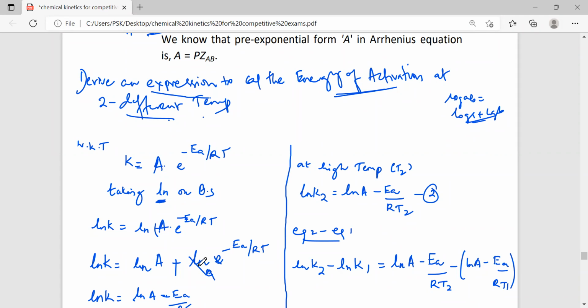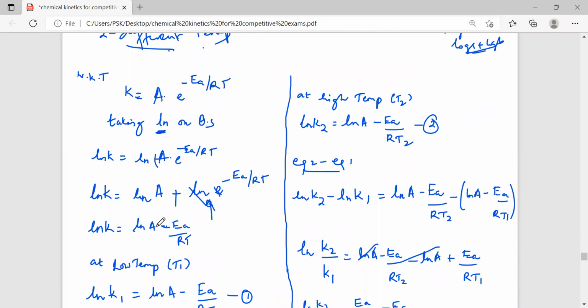Since the base for the log is e and the base for this value is e, it gets cancelled, as the log gets cancelled. So plus into minus becomes a minus sign. So we write natural log of K is equal to natural log of A minus EA by RT. This is the general equation.